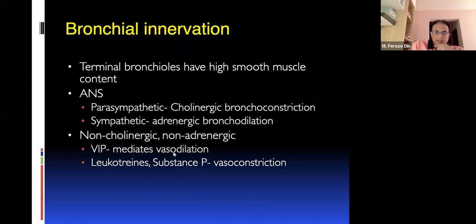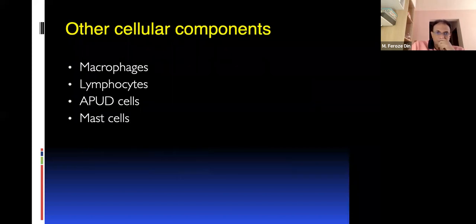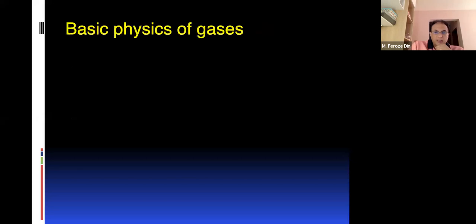There's a typographical error. We are not talking about vasodilation. We are talking about bronchodilation. Within this respiratory tract, there are other cellular components such as macrophages, lymphocytes, APUD cells, mast cells. All of these have their various roles, which you are well acquainted with.